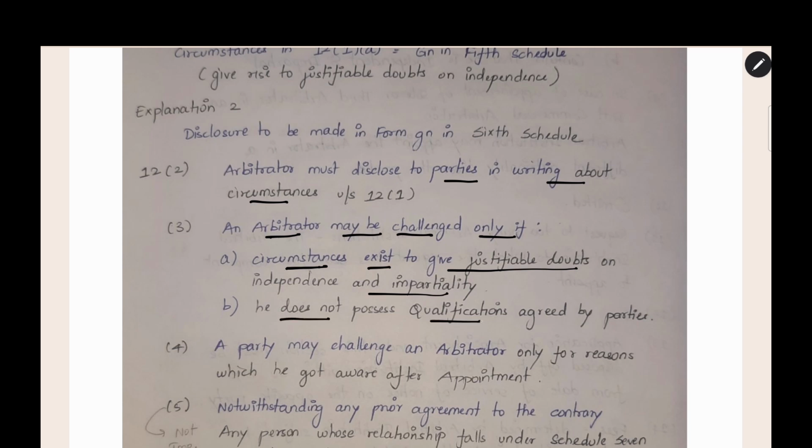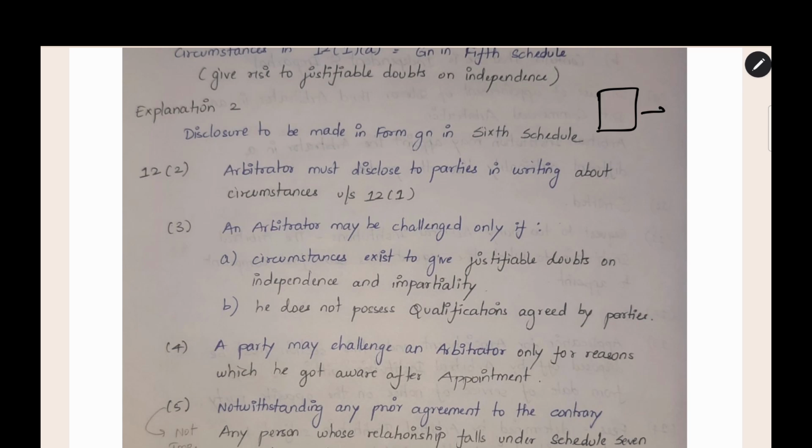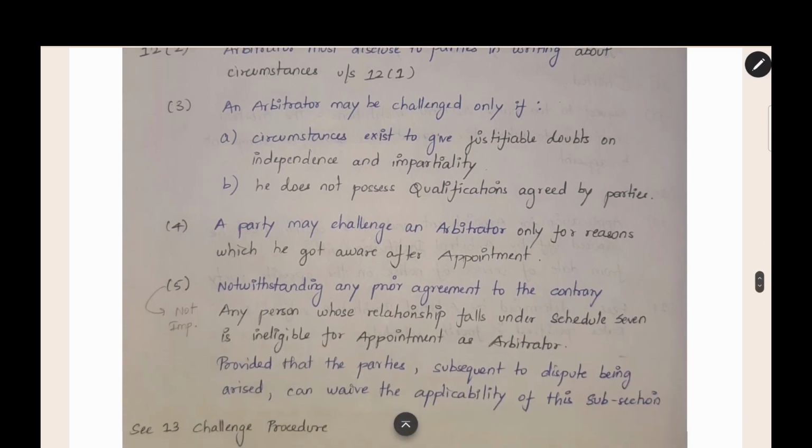The second ground is that he does not possess the qualification agreed by the parties. For example, if it is given in the arbitration agreement that the arbitrator should be a chartered accountant and the person appointed is not a chartered accountant, you can go and challenge the appointment. We agreed that a CA should refer our dispute, but you are giving it to a non-chartered accountant. Only under these two grounds can you challenge the appointment of an arbitrator.